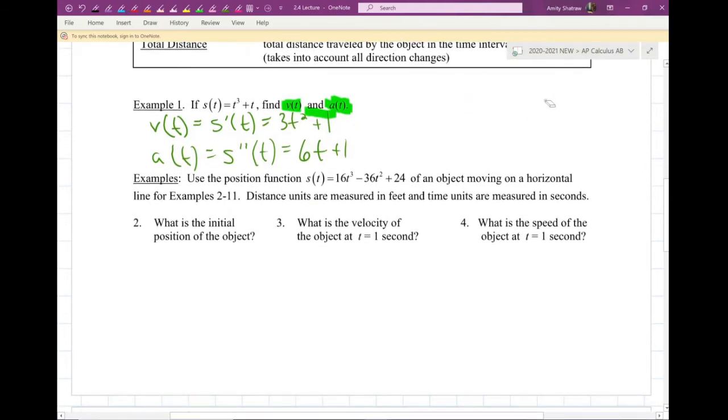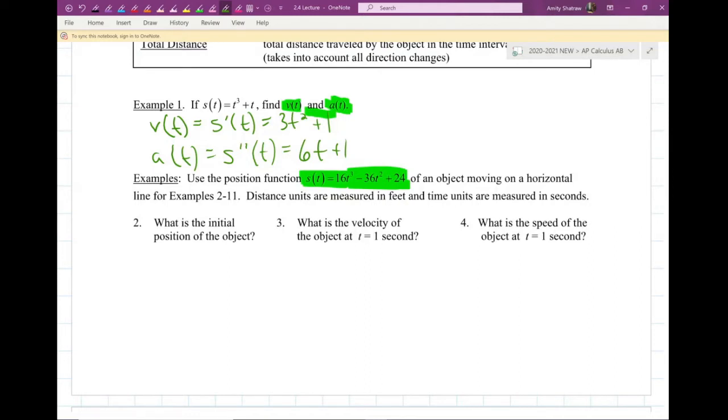All right, so when I'm looking at examples 2 through 11, I'm supposed to use this function right here. And so I'll answer each question as it comes up. When I need to find a derivative, and if I've already found it somewhere else, I might just use it later on. So what is the initial position of the object?